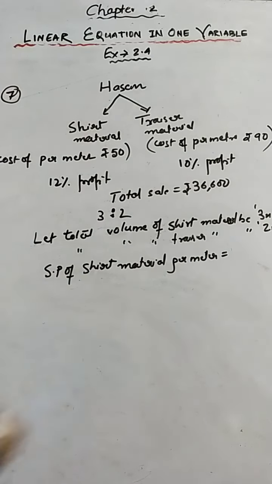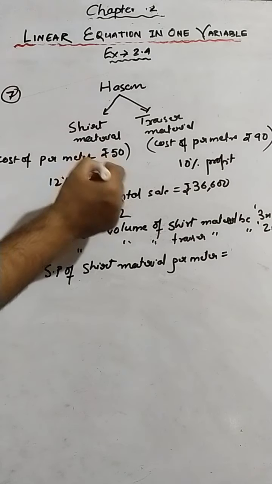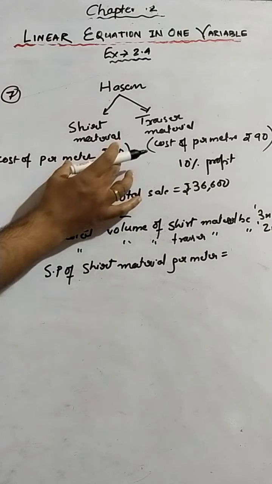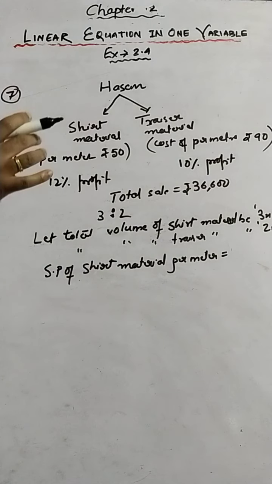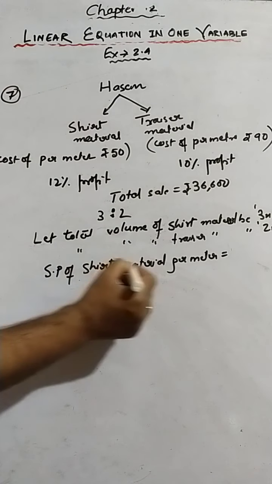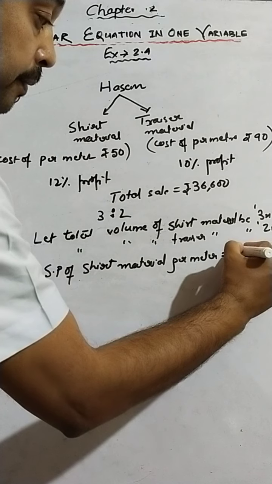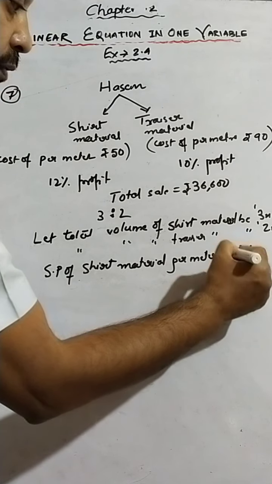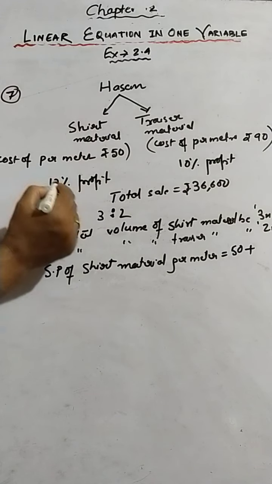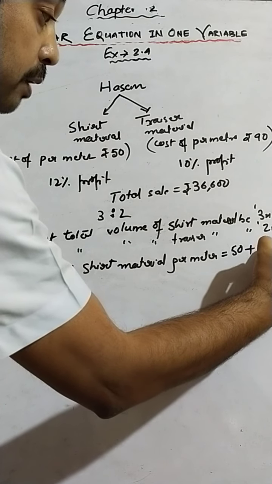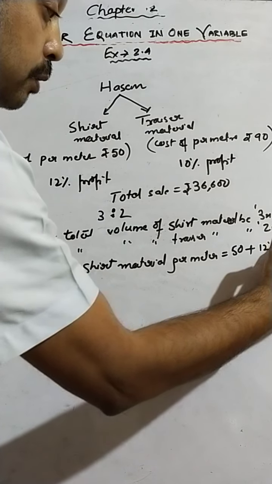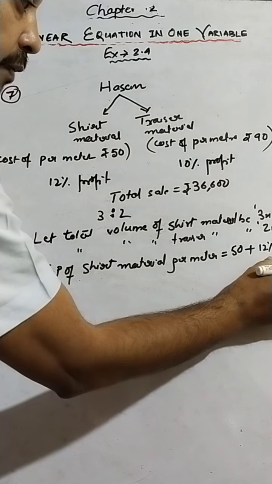So that will be what? That is, we have to see what is the 12% of 50, and then we have to add that amount to 50. So how to get the selling price of the shirt material per meter? The cost per meter is 50, but he is also making 12% profit. So you have to see what is the 12% of 50? This we also have to see.